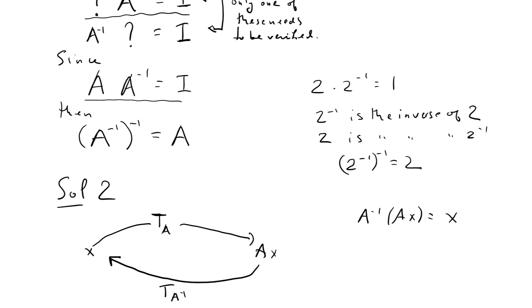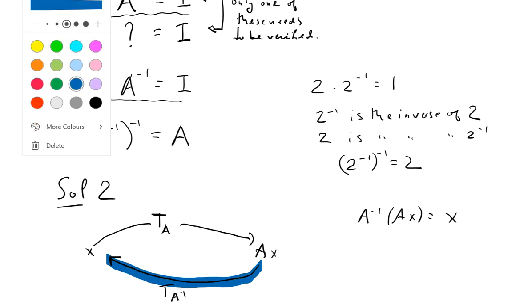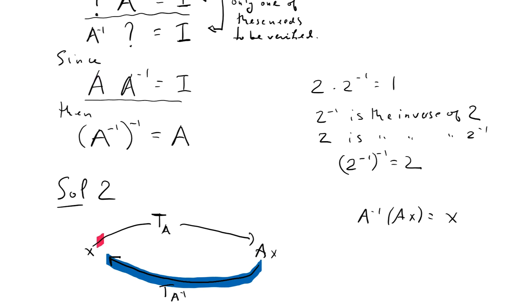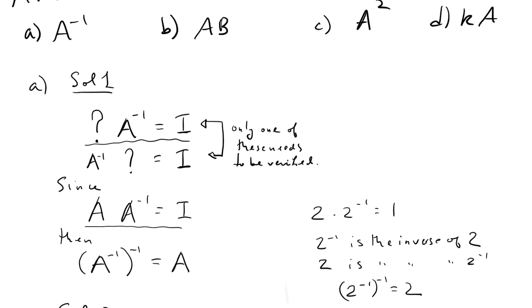I can read this diagram again in two ways. I could apply this transformation first, the transformation with standard matrix A inverse. And to go back to where I was initially, I have to apply the linear transformation with standard matrix A. So that means that A is the inverse of A inverse. That's one way of seeing it. This will prove to be a bit clearer with our next example.